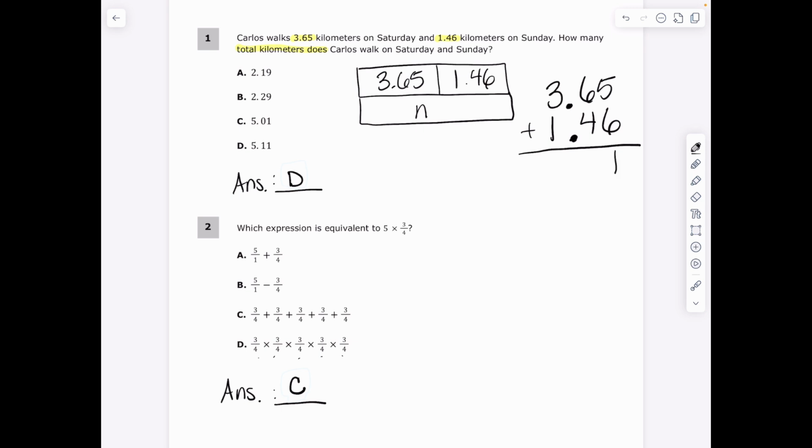So 5 plus 6, 11. 6 plus 4 is 10, plus 1 is 11, and 1 plus 5 plus 1 is 5. Now don't forget that you're going to put that last decimal.